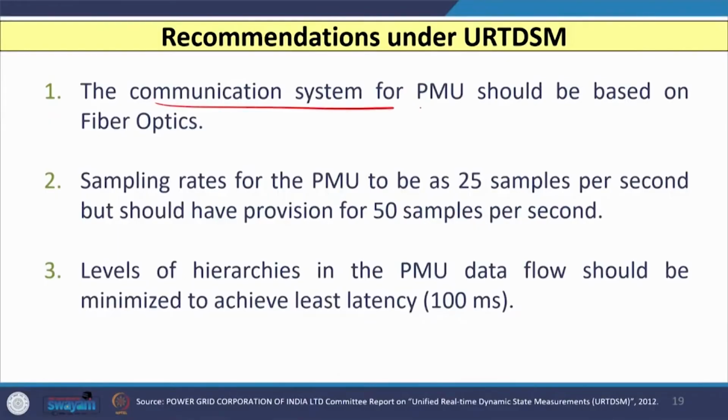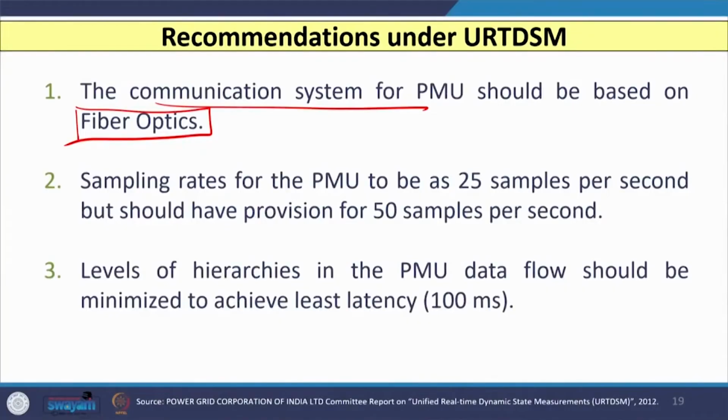Now, let us see what the recommendations are, because URT-DSM has also given certain recommendations and suggestions. The first recommendation is that the communication system for PMU should be based on fiber optics. The second recommendation is regarding the sampling rate of PMU. URT-DSM has proposed that the sampling rate should be 25 samples per second, but should have a provision for a higher rate, that is 50 samples per second also.